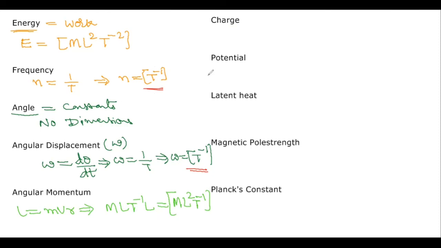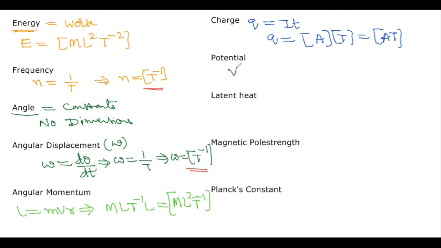Now coming to the next one, charge. Charge is indicated with Q. Charge is equal to current into time, I t. Current is a fundamental physical quantity and its dimension is A, or you can write I also. Time is nothing but T. So the dimensions of charge become AT.